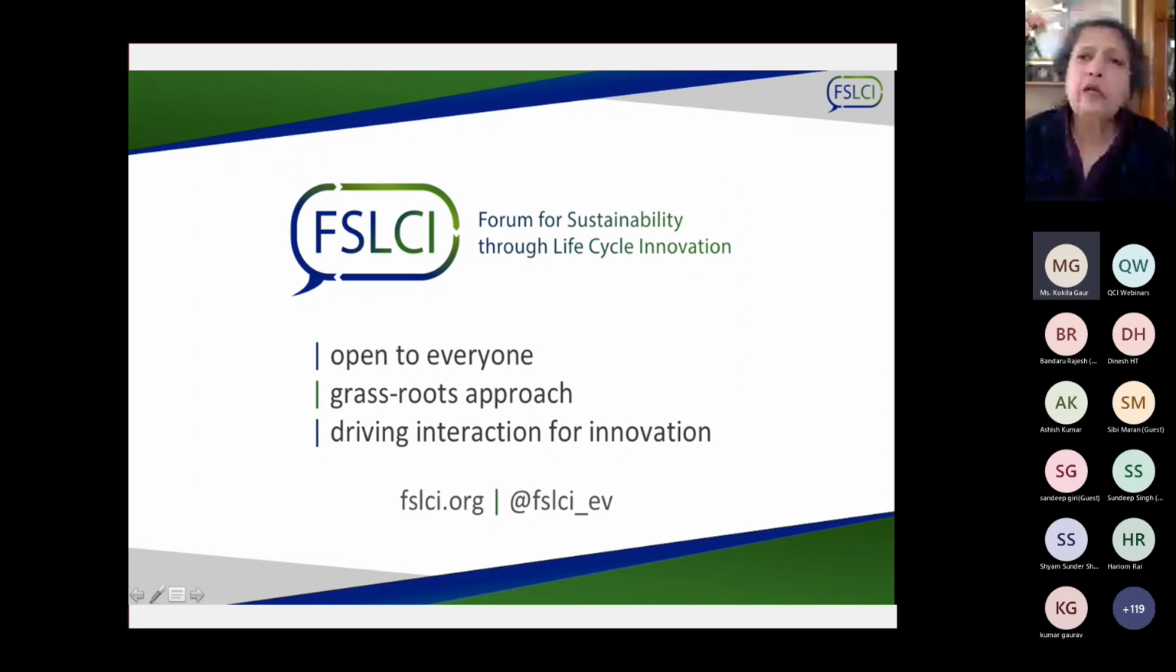This is a professional membership organization. It is open to everyone. It has a grassroots approach. The members decide what the organization works on. They propose projects, and then those projects are evaluated and voted in for actual implementation. And the whole purpose is to look at this scientific analysis of environmental impacts and social impacts, and use that scientific analysis to come up with innovations that improve sustainability in the longer term.